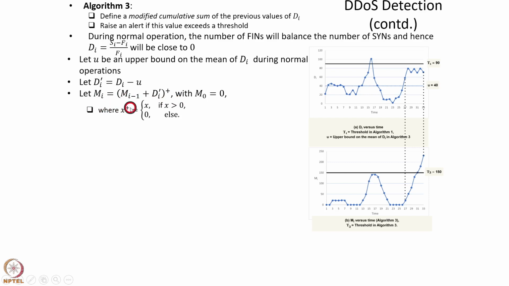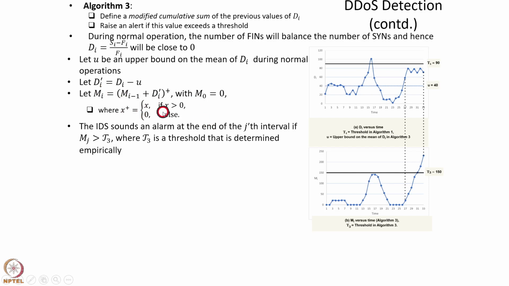Mi is just the sum of the previous iteration value mi minus 1 and di prime, but it is not allowed to go below 0. So that is done using this plus operator. So mi is computed in this way. The IDS sounds an alarm at the end of the jth interval if mj is greater than tau 3, where tau 3 is a threshold that is determined empirically.